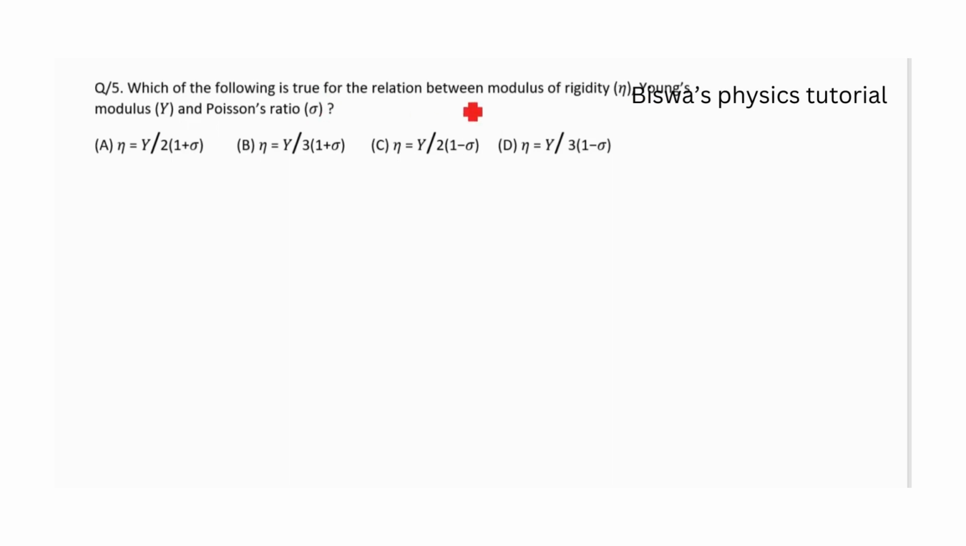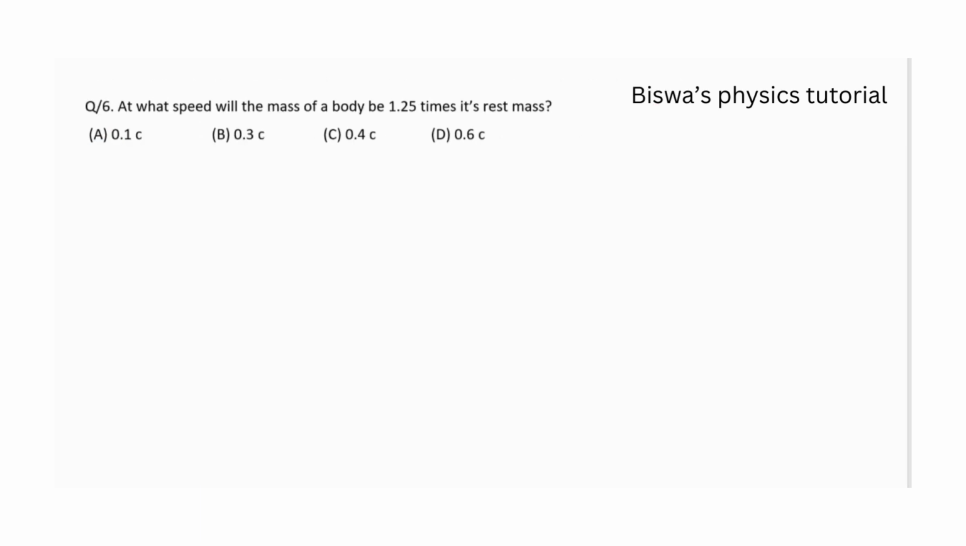Here is the question: a relation between rigidity, Young's modulus, and Poisson's ratio. And you have to remember this one. This is a direct formula. So this is the answer. Rigidity is equal to Young's modulus divided by 2 whole into 1 plus Poisson's ratio. So this is direct.